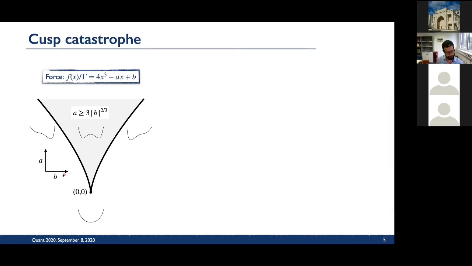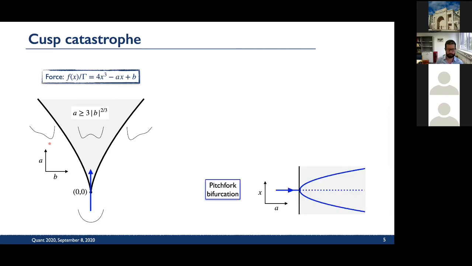And in this space of A and B, which are these parameters, if you plot the potential, not the force, we have 1 minimum down here. Up here, we get 2 minima. So if you go across here, we go from 1 minimum to 2 minima. And on the side here and here, we have 1 minimum which is lower, and a second dip which is developing.